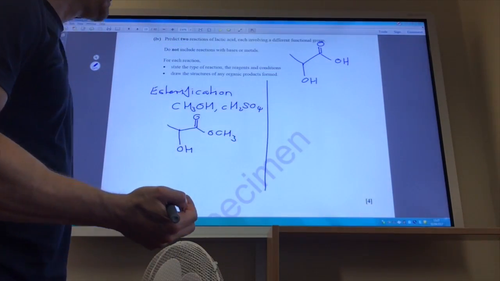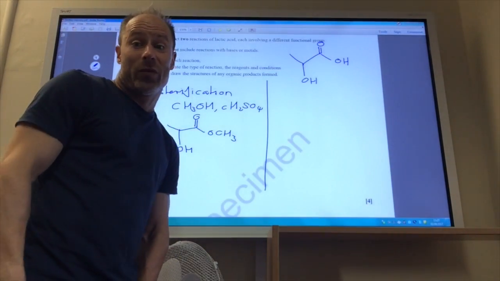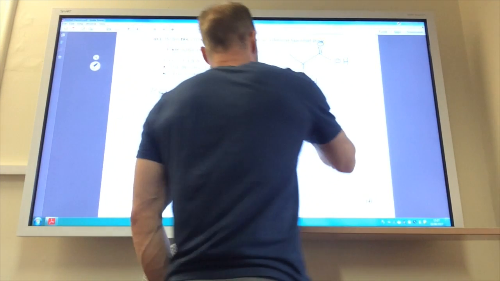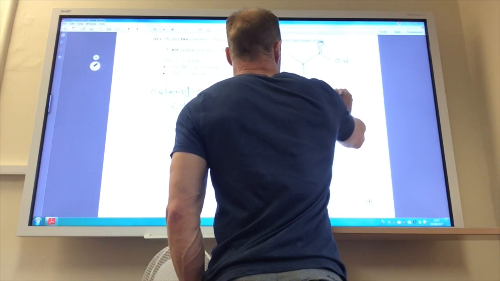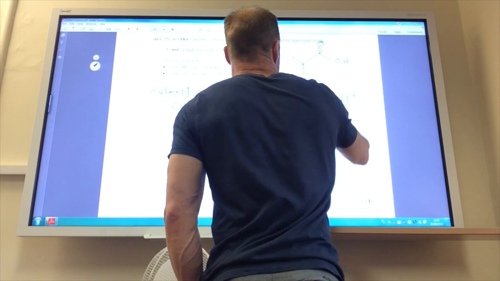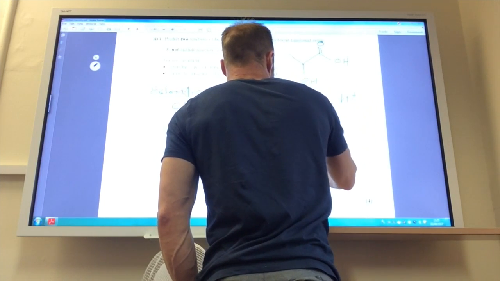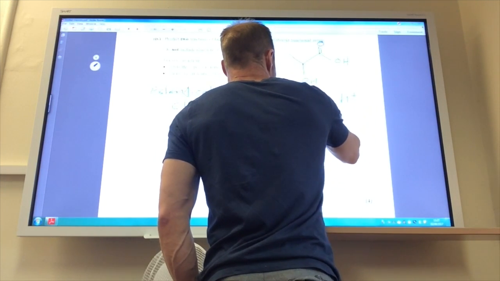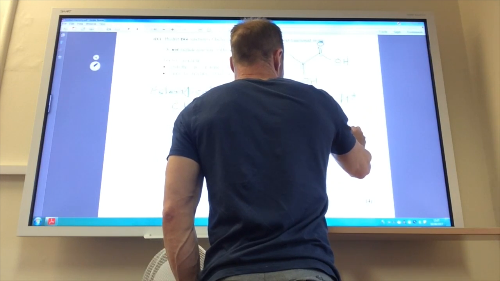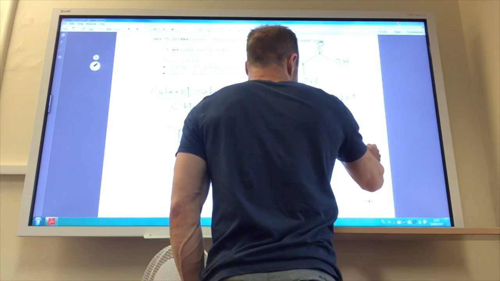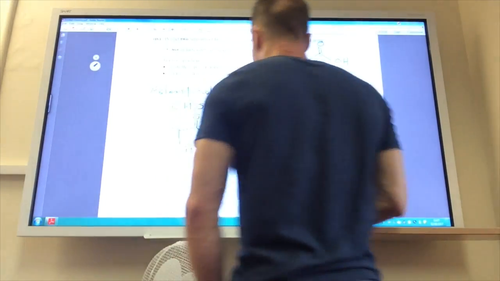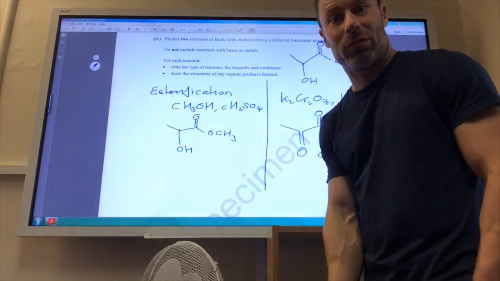For the secondary alcohol, well, let's oxidize it. So I can use K2Cr2O7, H+ conditions, and I would oxidize that to a ketone like so. Type of reaction is oxidation. Yeah, that's pretty nice for 4 marks, isn't it?